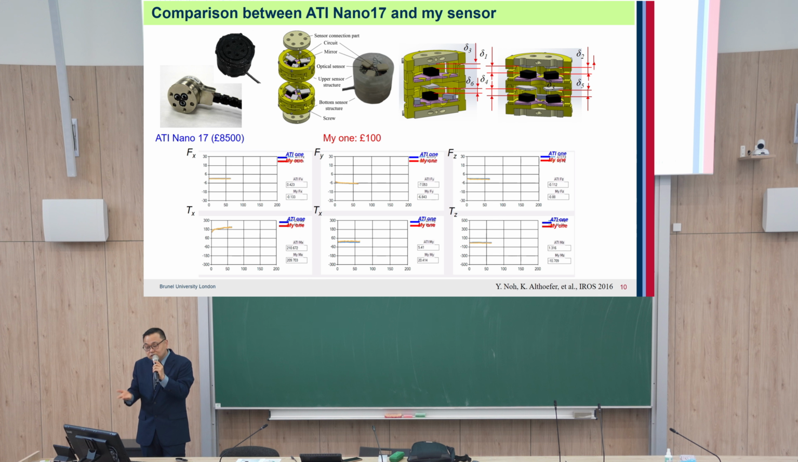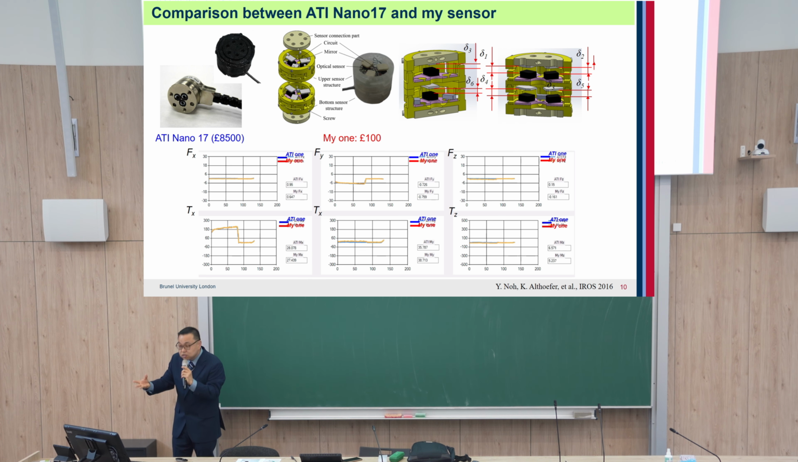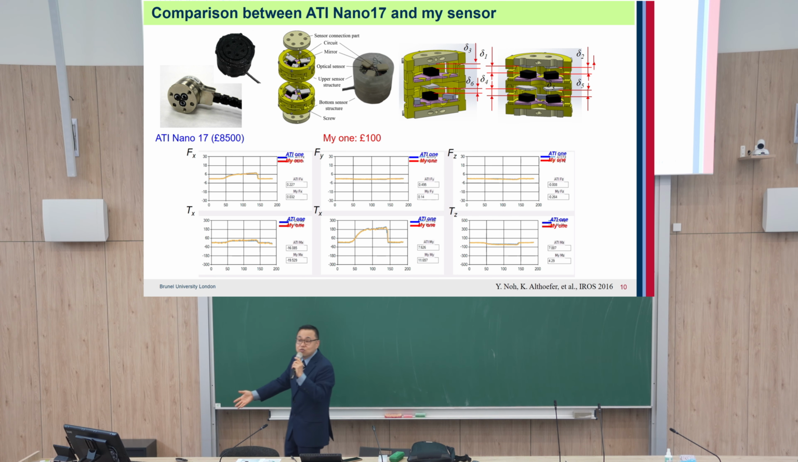Also, the sensor is quite fragile. If you drop the sensor on the ground and it breaks, then you have to buy a new one. No repair. Remember, no repair. You have to buy another one.